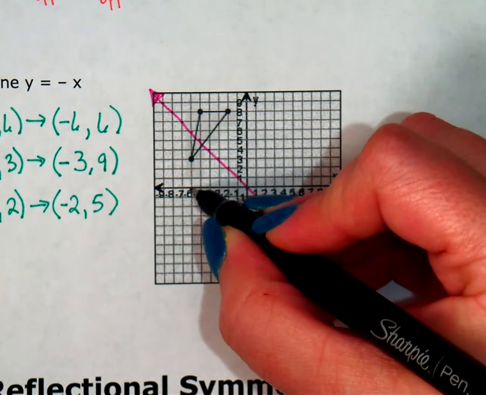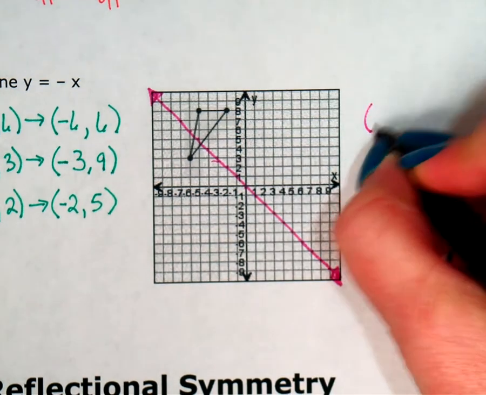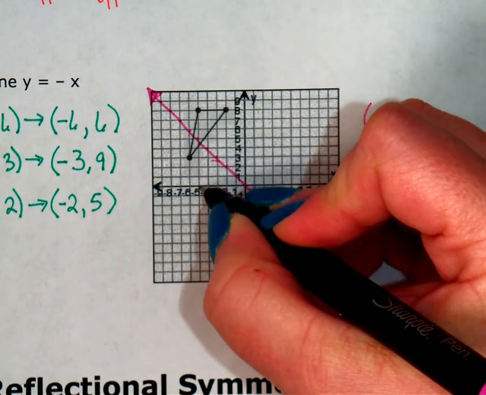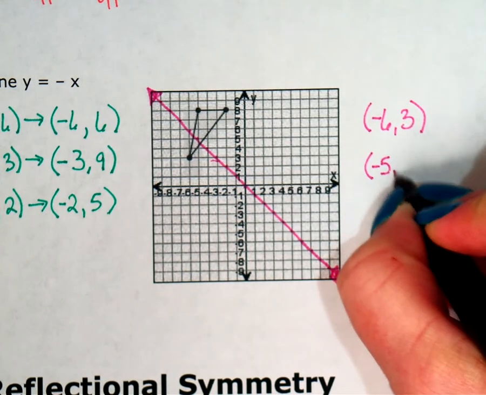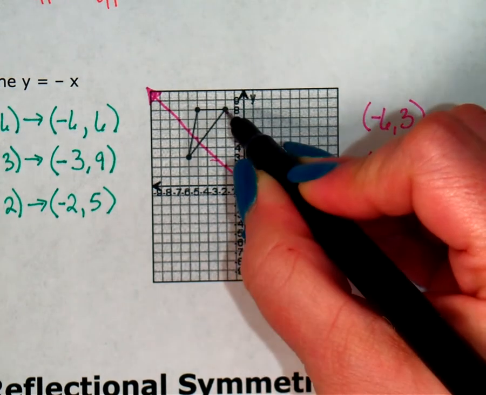So I have this point here, which is at negative 6, 3. And then I have this point here, which is at negative 5, 8. And I have this point here, which is at negative 2, 8.